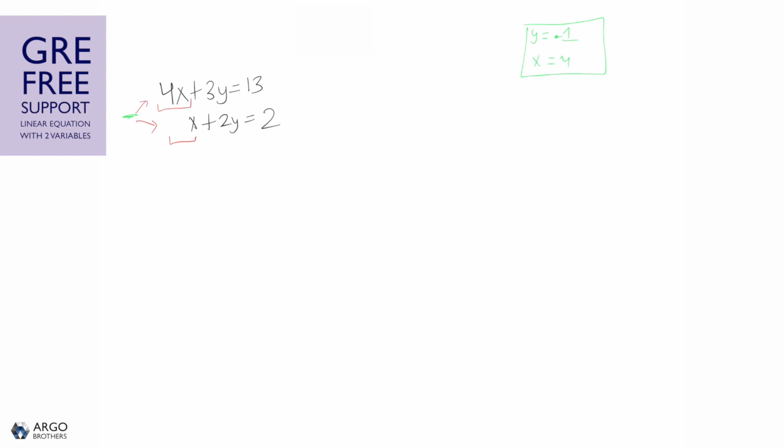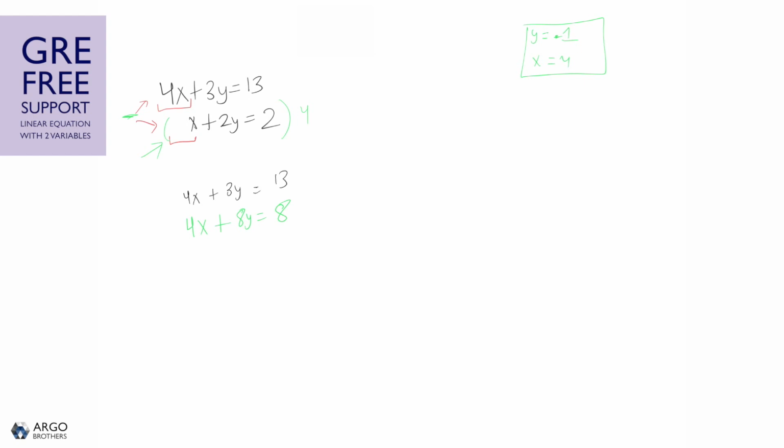And of course, I'm going to show you several examples. So I want to make the second equation, instead of x, I want to make it 4x. How do I do that? Well, I can multiply this entire thing by 4, could I not? If I multiply the entire second equation by 4, that's going to give me 4 times x, which is 4x, plus 4 times 2y is 8y, is equal to 4 times 2, which is 8. And on the top, I have 4x plus 3y is equal to 13.